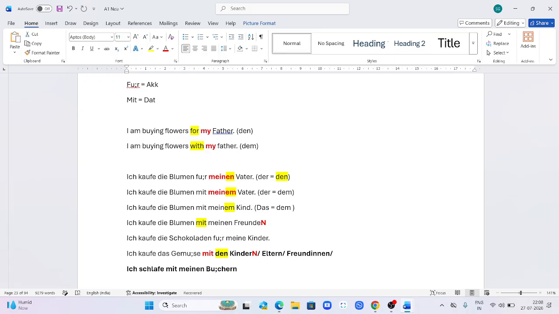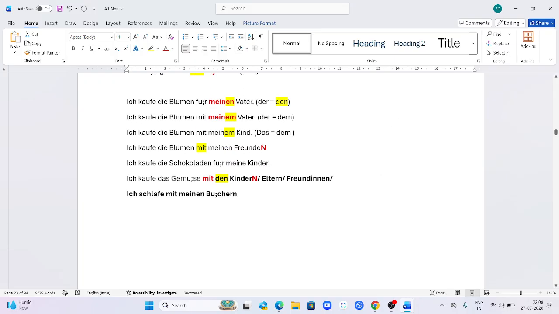So I have two sentences here. I'm buying flowers for my father. I'm buying flowers with my father. I've written both downstairs. Ich kaufe die Blumen für meinen Vater. Ich kaufe die Blumen mit meinem Vater. So meinen in the first case because für is accusative. Meinem in the second case because mit is dative. Clear? Is anybody still having doubts, Leute?